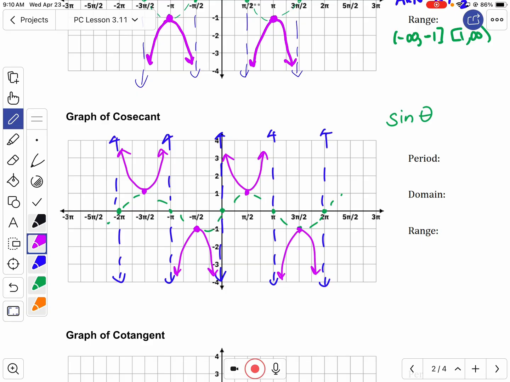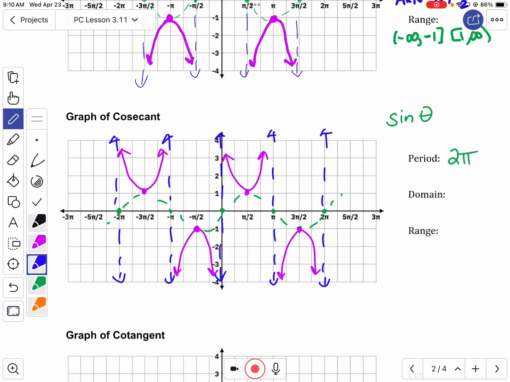Big guess based on what I said a few minutes ago. What do you think the period of cosecant is? It's 2 pi, because the period of sine is 2 pi. So that matches.